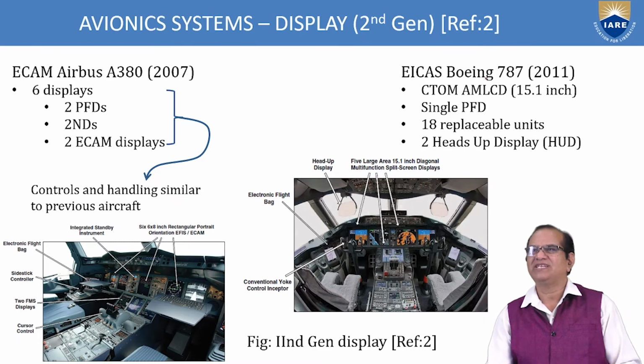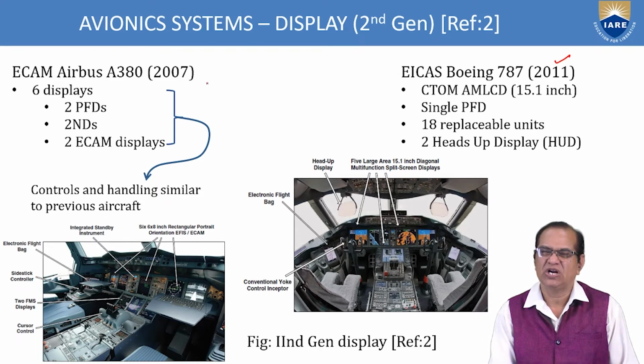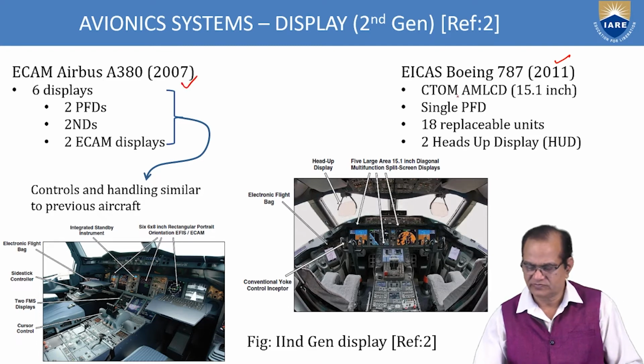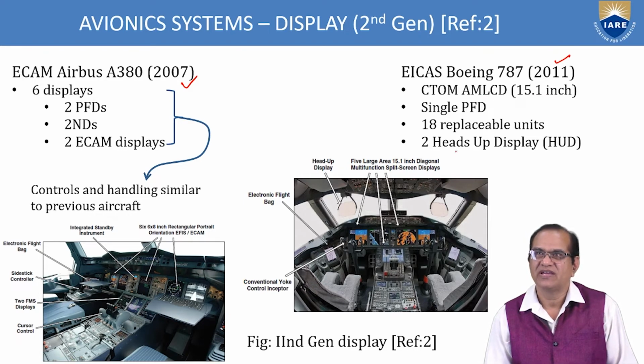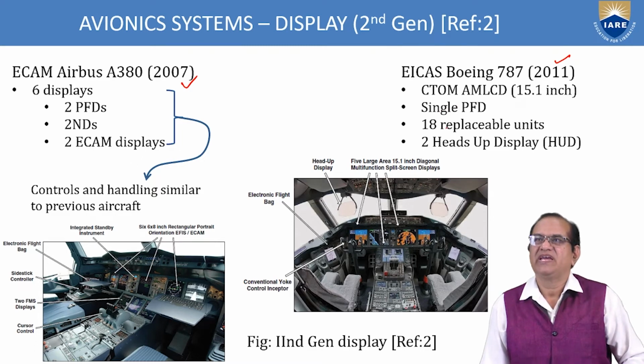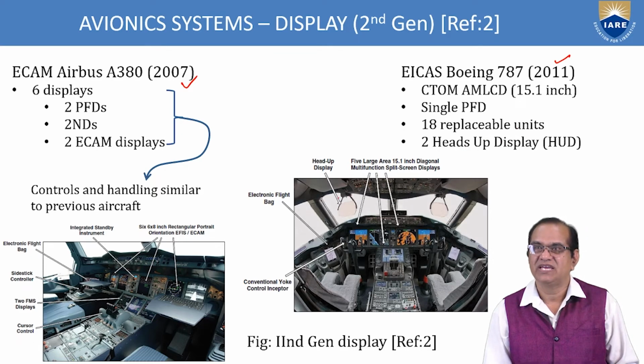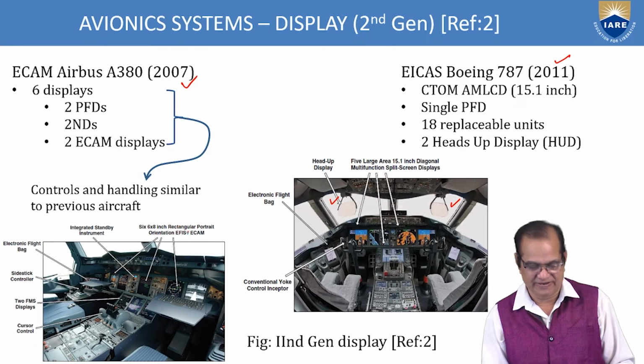And if you see the Boeing 787, it was developed in 2011 and this one in 2007. LCD is 15.1 inch. We have a single PFD here. Here we have 2 PFDs, but in this Boeing aircraft we have the single PFD. 18 replaceable units, 2 head-up displays. Here you can see we have the head-up display. For each pilot we have a head-up display, but here 2 ECAM displays are there.